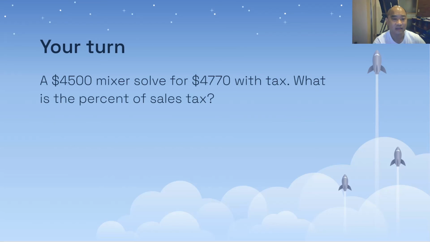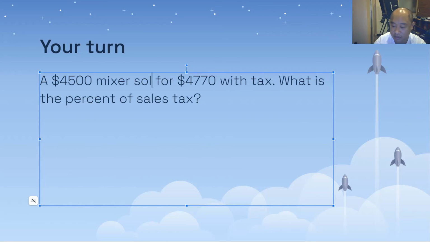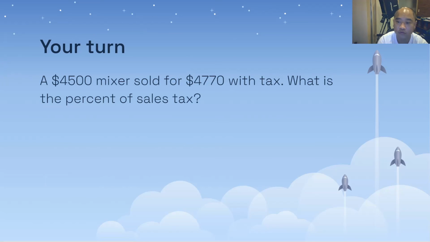Let's say that a $4,500 mixer sold for $4,770 with tax. What is the percent of sales tax? So again, we have $4,770. This is the final amount that's paid. And we have to subtract $4,500 from this to find the amount of taxes. This is the taxes paid.